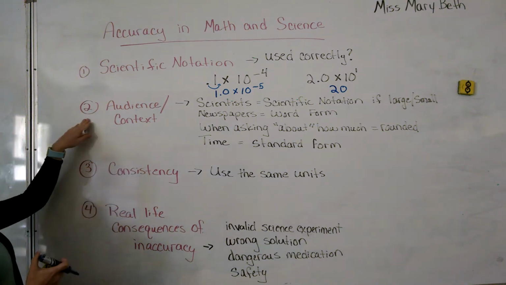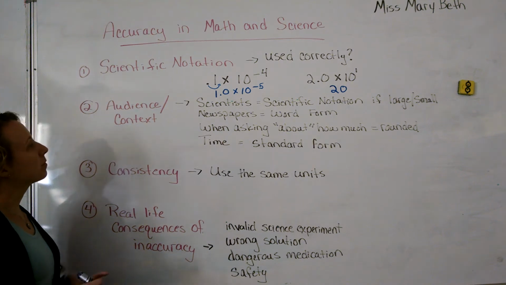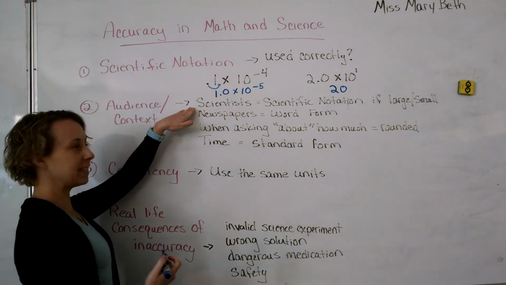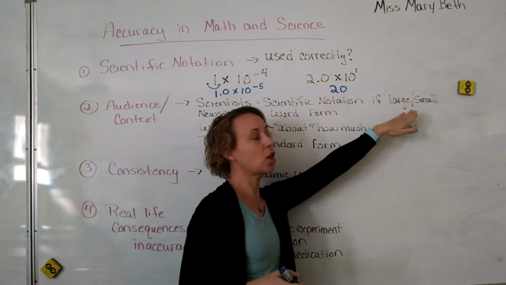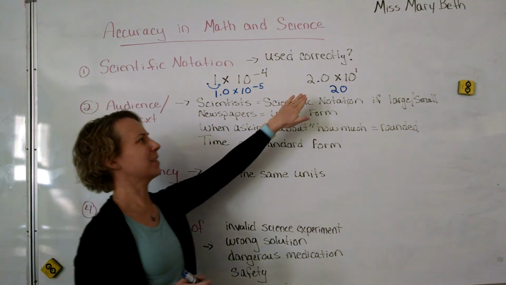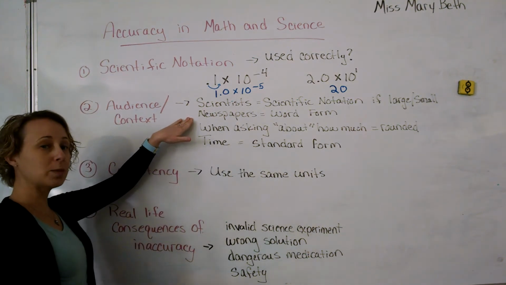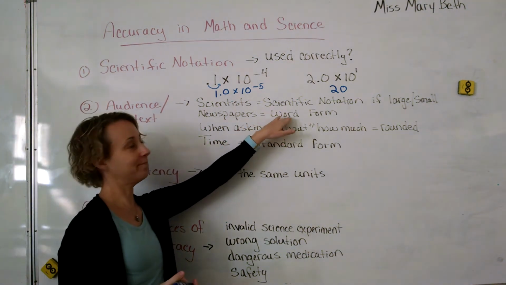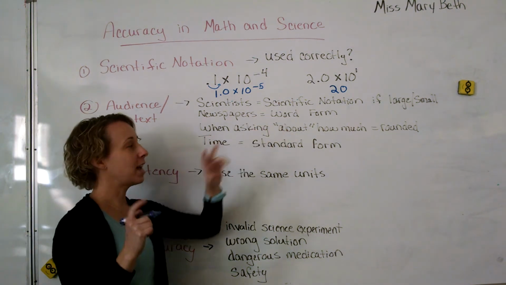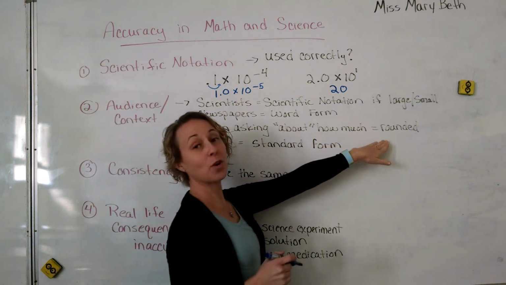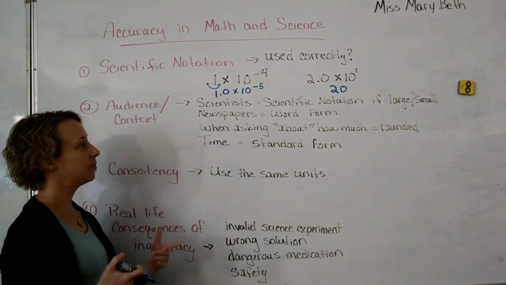Something else to think about is the audience or the context that you're using when you write your numbers. So if we're talking to scientists, then use scientific notation, absolutely, if it's a very large or small number. If it's something like 20, you probably don't need it. If you're writing to a newspaper, you're going to want to use word form. If it's a question where they're asking about how much, then they're asking for a rounded form. They're asking for an estimate. They don't want an exact answer.